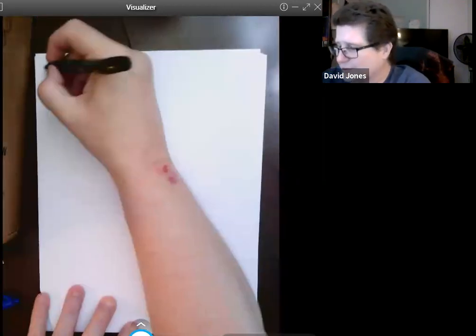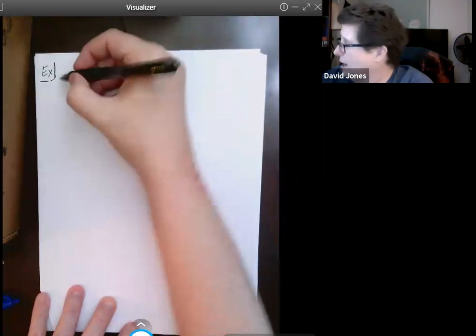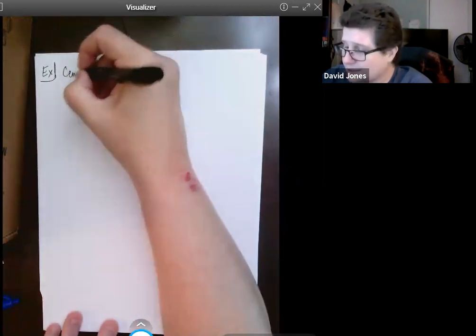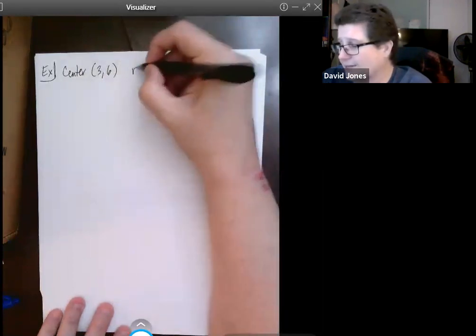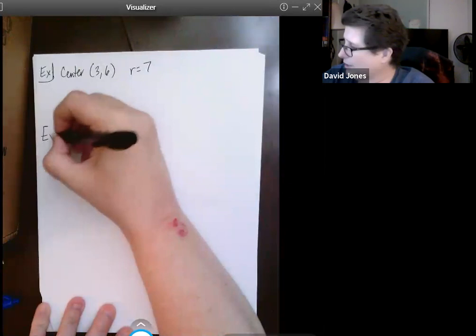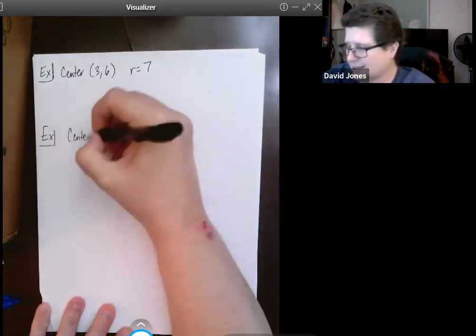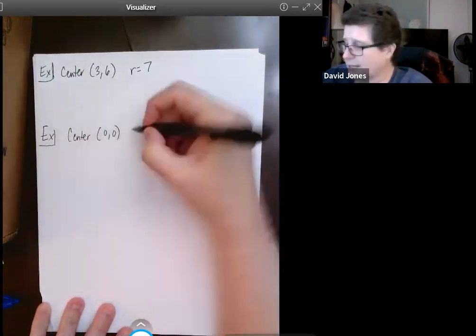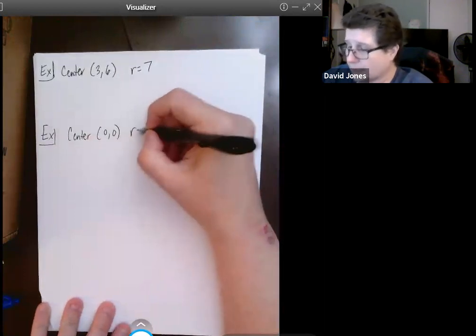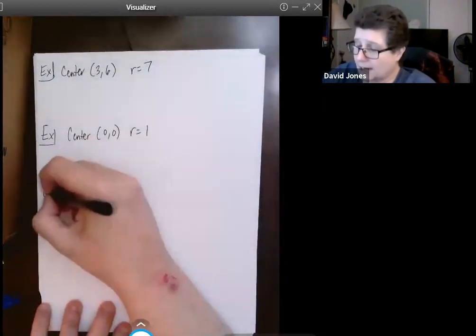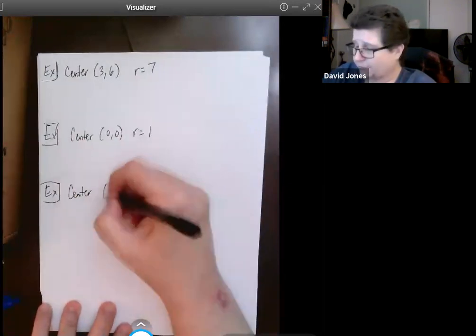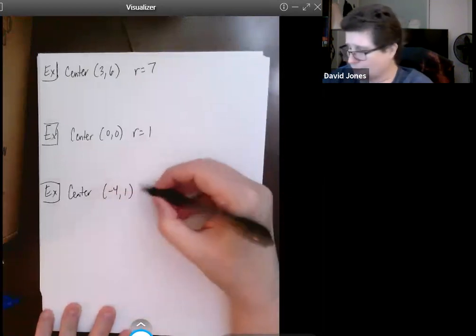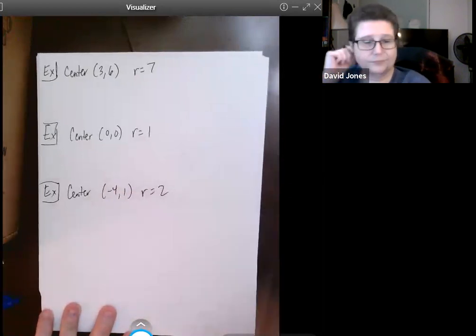Let's have you guys do some examples. Let's give you 3 to try. On the first, the center is 3, 6, radius is 7. Then let's take a look at center is 0, 0, radius equals 1. And center of -4, 1, radius equals 2.